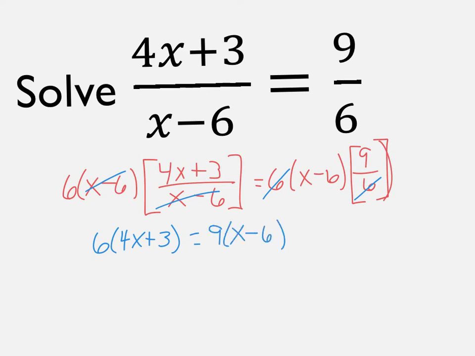And from here, it becomes easier for us to solve, right? We're going to distribute the 6 and the 9 on either side of the equal sign. So 24x plus 18 equals 9x minus 54. And then to solve for x, I'm going to put my x's on the left this time, so my x's stay positive.